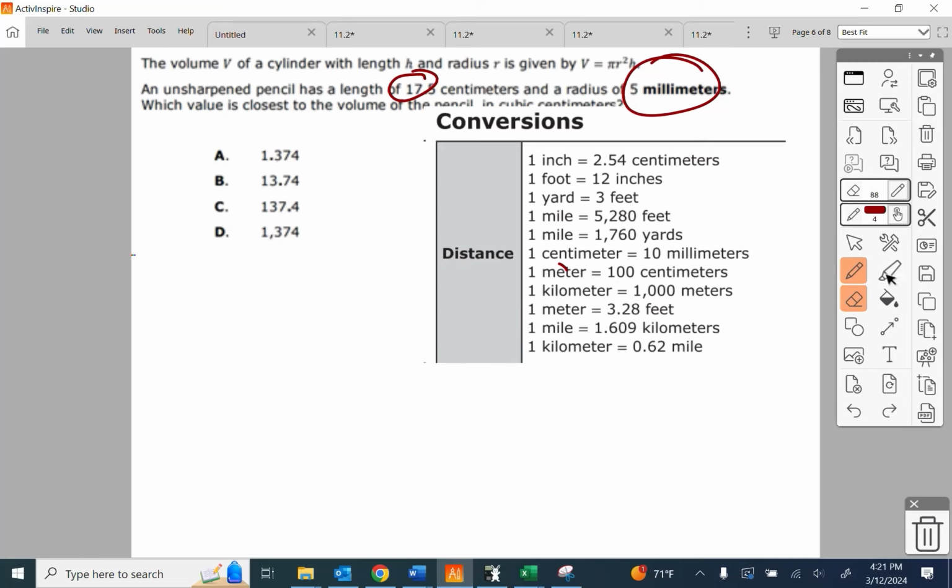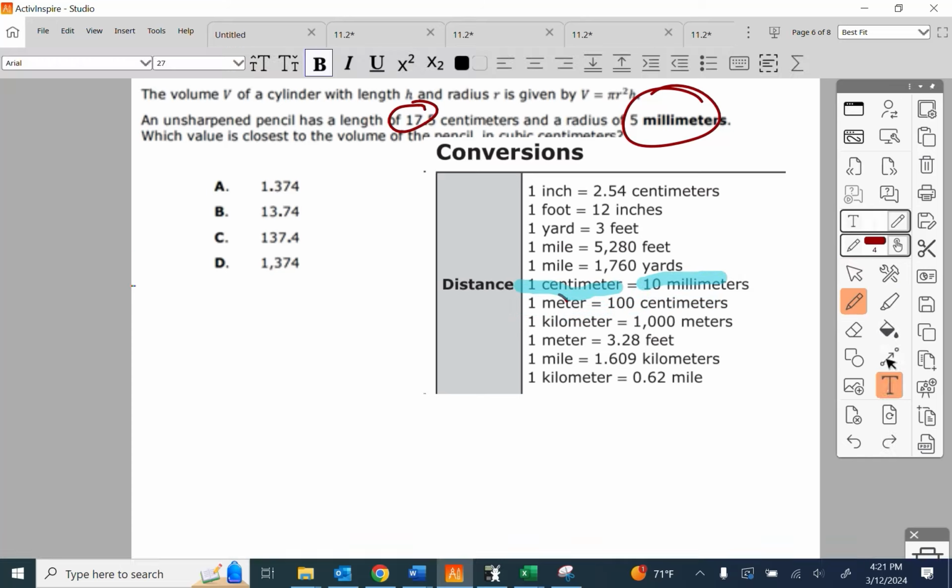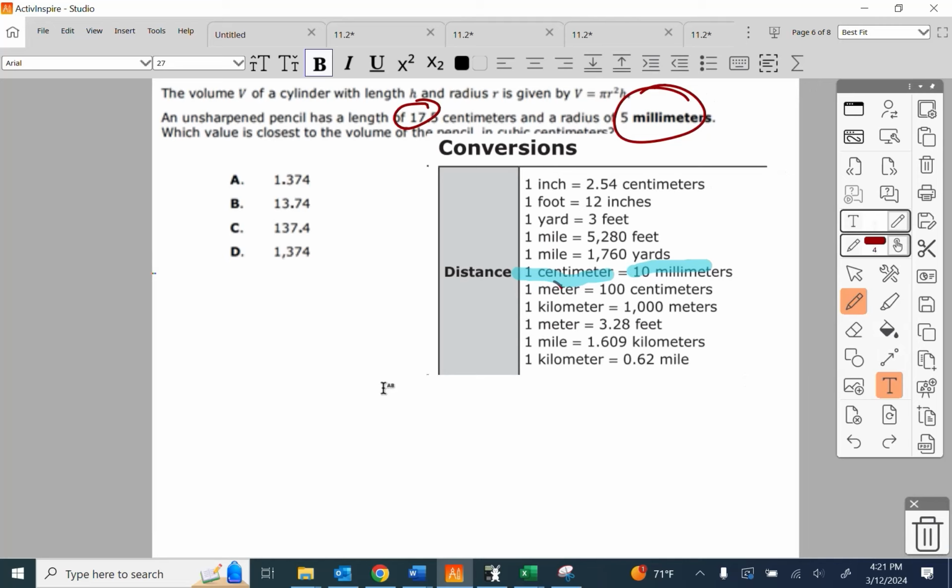So I noticed they talk about 1 centimeter being 10 millimeters. You see that? 1 centimeter is 10 millimeters. And how do they want their answer? They want their answer in cubic centimeters. See where it says cubic centimeters right there? So if 1 centimeter is 10 millimeters, 5 millimeters is going to be a half of a centimeter, 0.5 cm.